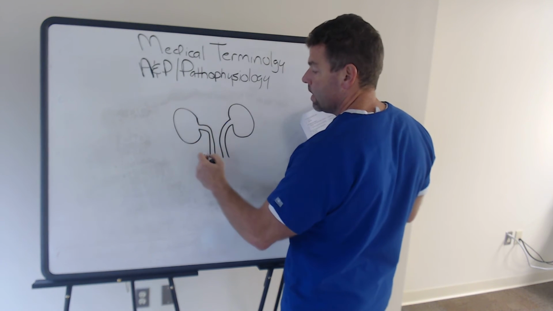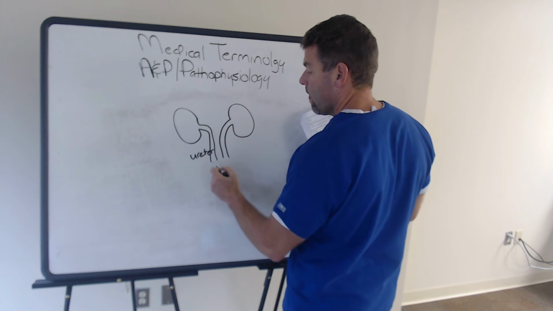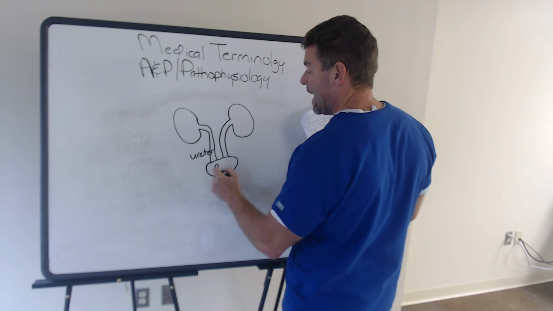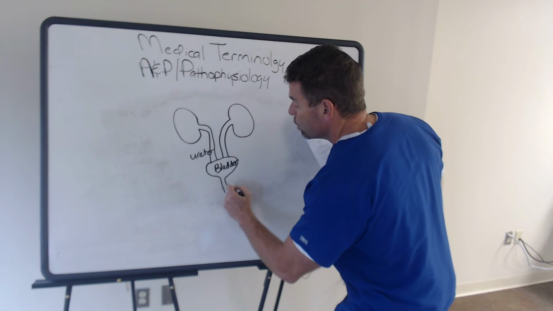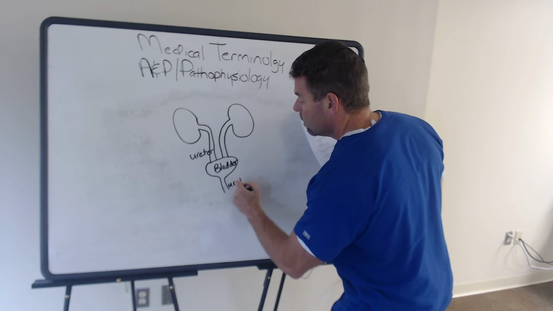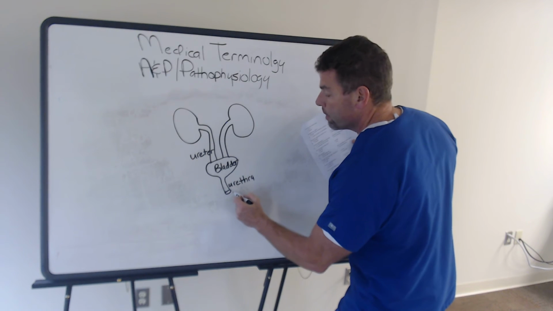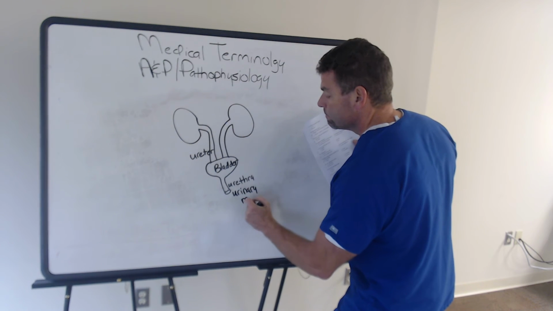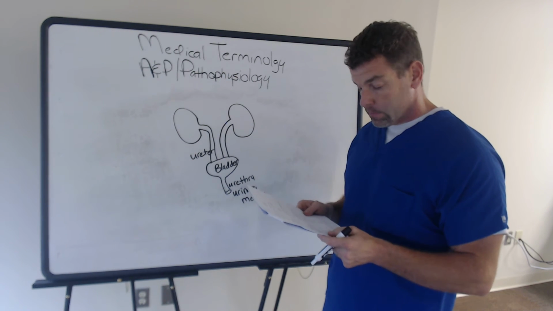This is our kidney. This is a ureter. This is the bladder. This is the urethra. This would be called the urinary meatus, the opening to the outside of the body.